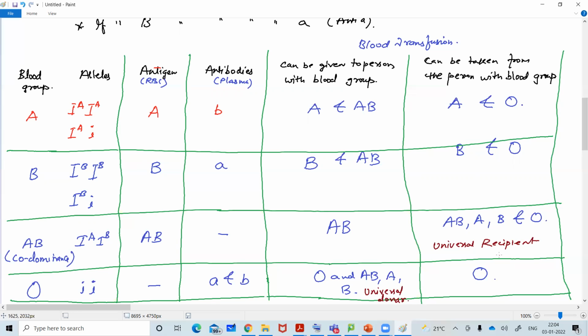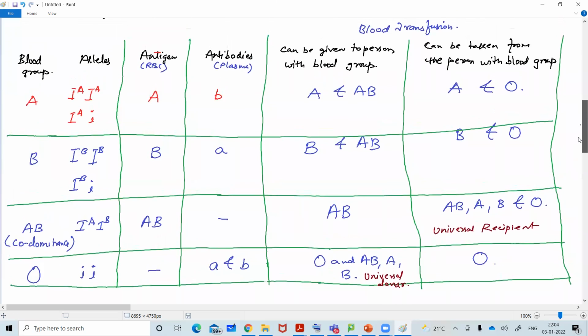I have not discussed about plus and minus. We say A plus, B plus, or AB plus, or O plus, right? So what is the concept of plus, that we will discuss now after this, right?